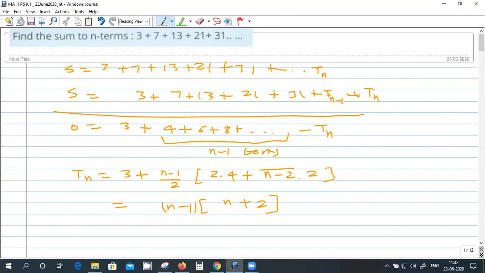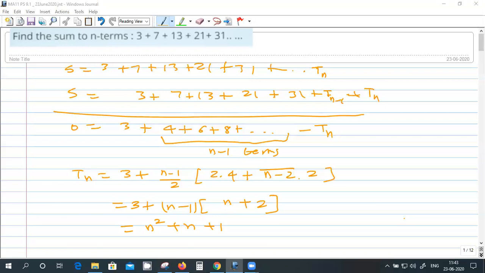Tn should be n square. Some mistake is there. I have a 3 here, no? So n square and then minus, okay. So this will become n square plus n plus 1. So you can check whether this is true. Put n equal to 1, you get 3, right? And n equal to 2, 4 plus 3 is 7. N equal to 3, 9 plus 2, 11.